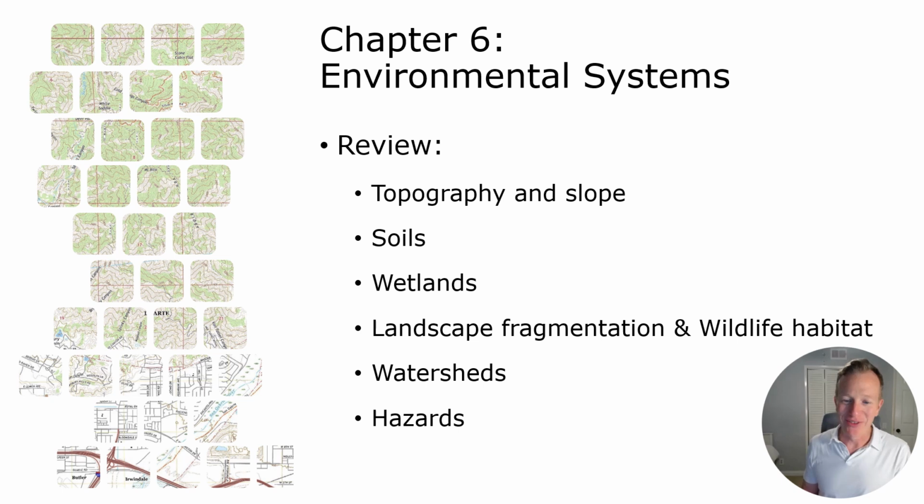So just as a matter of conclusion, we went over the first part of this topic, which was about how to do an environmental inventory. We talked about topography and slopes, soils, wetlands, fragmentation of habitats, watersheds, and hazards. And if I were you getting ready for a quiz or a midterm or a final, I would think it'd be very important to know what are the different government organizations, administrations, and what is the information that they provide. So who provides soils information, who provides topography and slope maps, who's providing information on habitats and the wildlife.